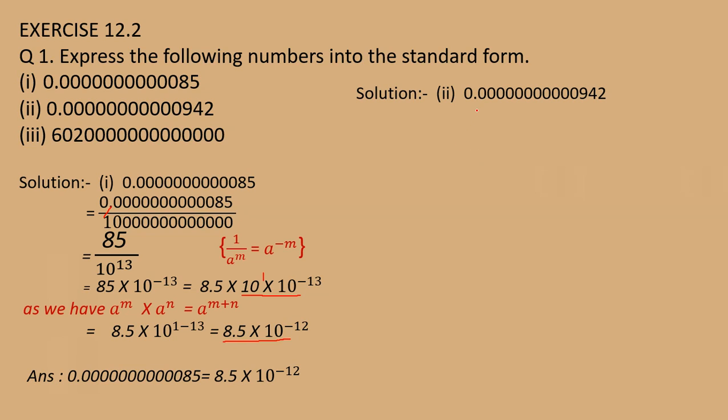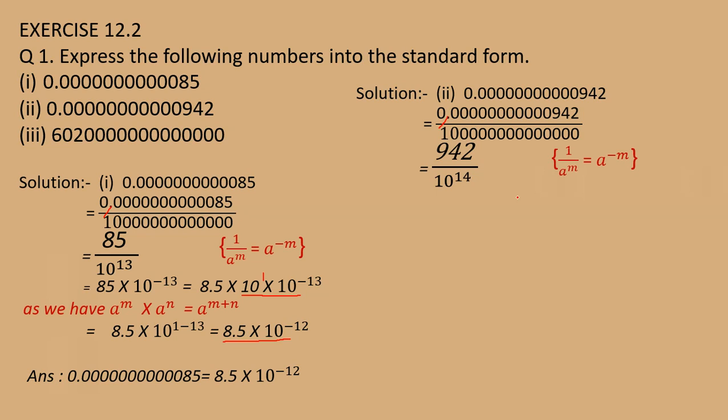Next, the second problem is given: 0.000000000000942. In the same way as for the first, we will express this number in rational form. When we remove the decimal, we place it over 1, and count how many digits there are after the decimal: 1, 2, 3, 4, 5, 6, 7, 8, 9, 10, 11, 12, 13, 14. Now we put 14 zeros, so the number becomes 942 upon 10 raised to the power 14.